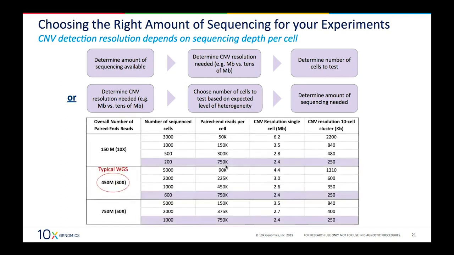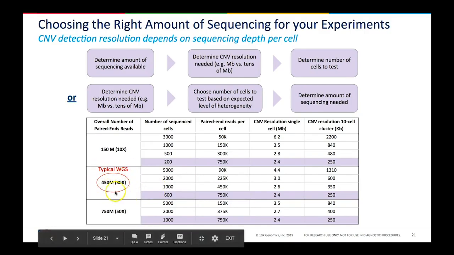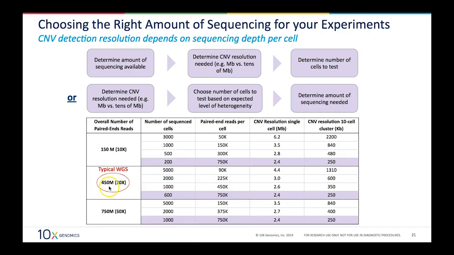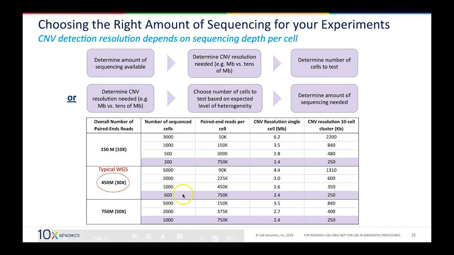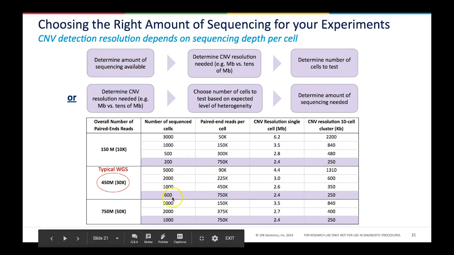In order to illustrate this, we have a table here that can give you an example. So for example, say you have a certain amount of sequencing that is allocated to your experiment. In this case, it would be 30x, which is typical for a whole genome experiment. So 30x is the equivalent of 450 million paired end reads. If you want to allocate these 450 million reads on the different genomes of all of your single cells in your sample, well, if you have a low number of cells, you will have a high number of reads per cell, and this actually will give you the best CNV resolution.